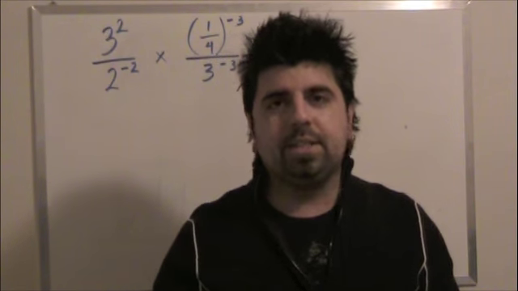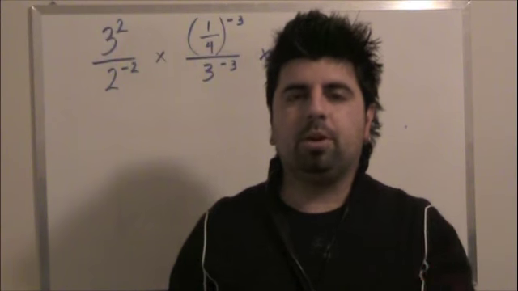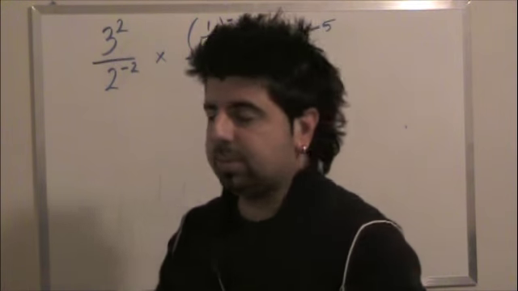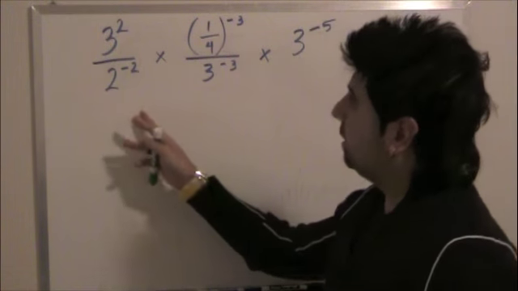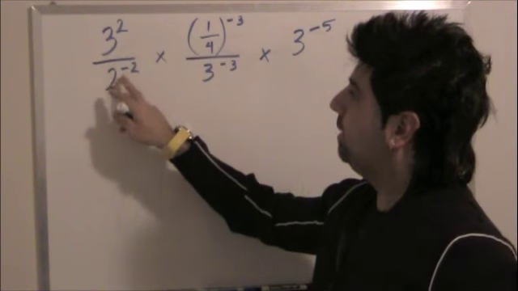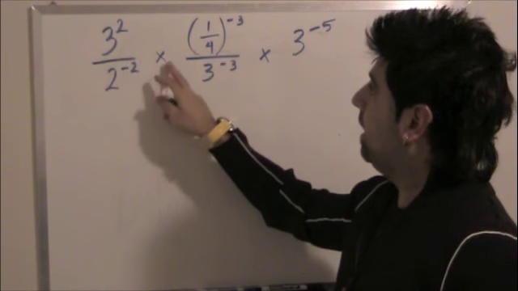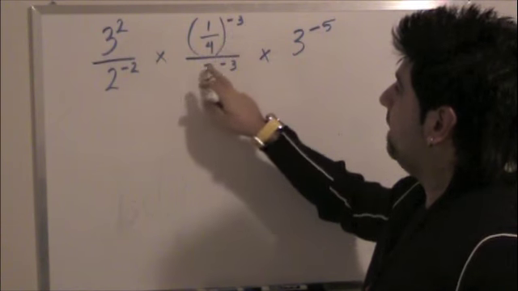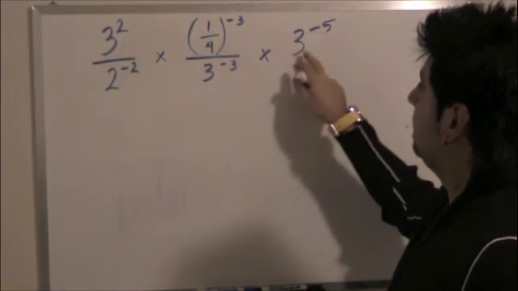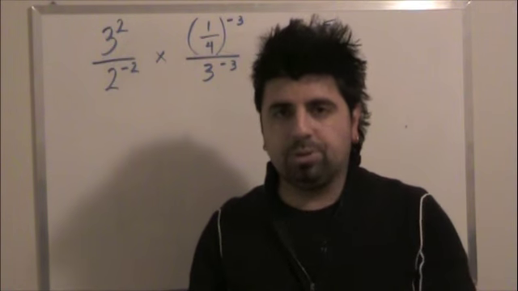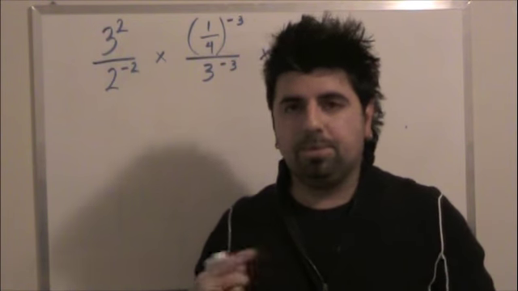I got a request today from Tim regarding a question that his daughter had with one of her math problems. So what we're going to be looking at here is the question: 3 to the power of 2 over 2 to the power of negative 2, multiplied by a quarter, 1 over 4 to the power of negative 3, divided by 3 to the power of negative 3 times 3 to the power of negative 5.